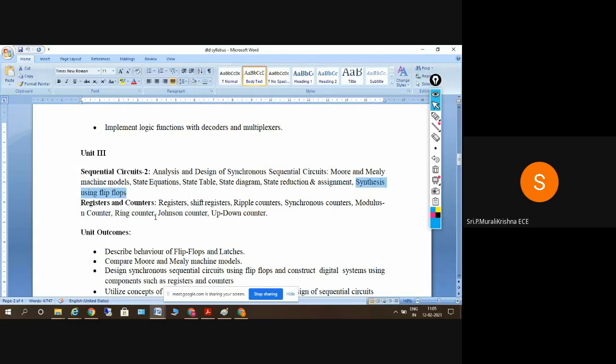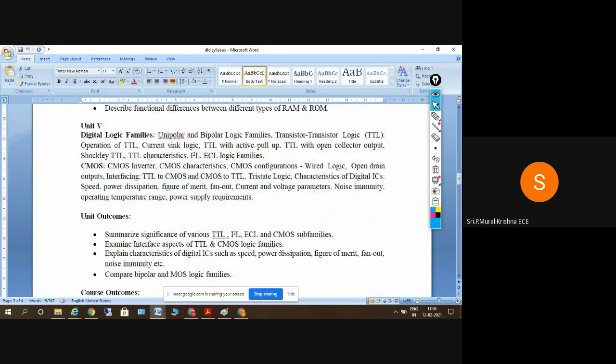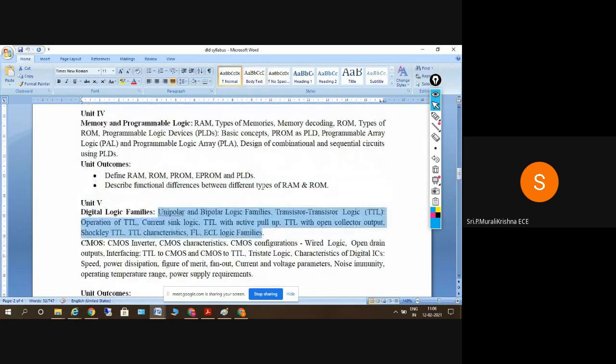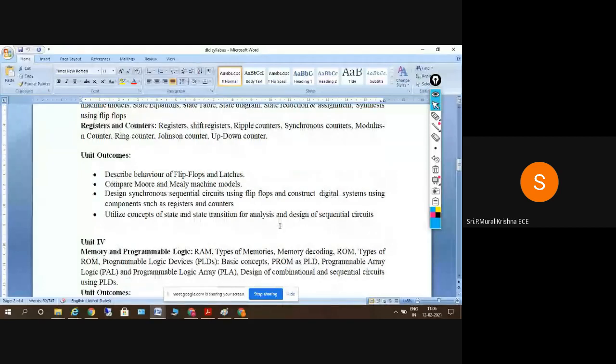Next we'll start registers and counters. It will take around 6 to 7 classes. Maybe next week we'll try to finish this one, and the last unit will take around 2 to 3 classes only. So the worst case is like 10 days and 20 classes. Okay, so we'll see.